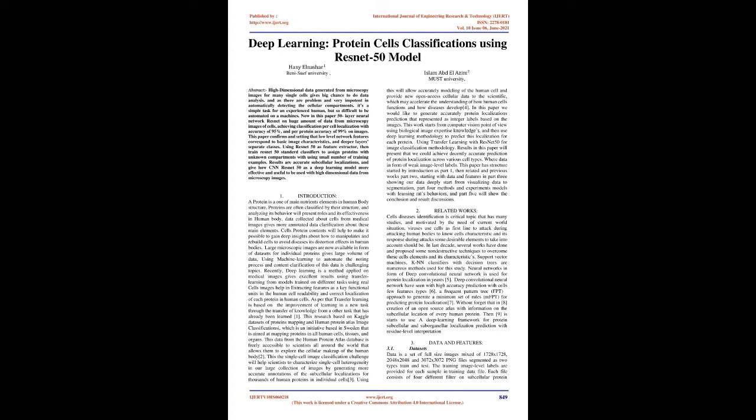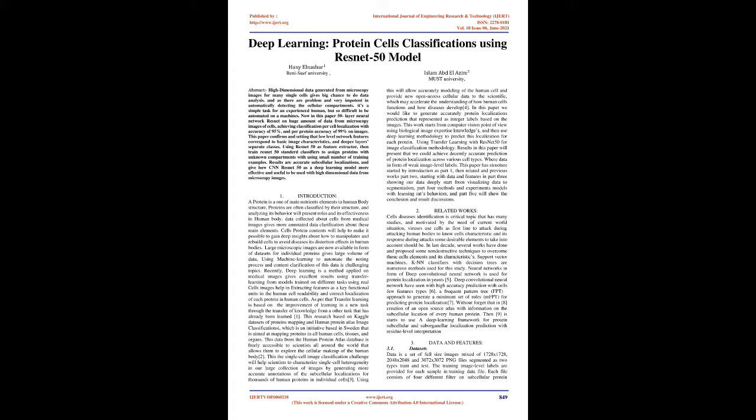As per that, transfer learning is based on the improvement of learning in a new task through the transfer of knowledge from another task that has already been learned. This research is based on Kaggle datasets of protein mapping and the Human Protein Atlas image classification challenge, which is an initiative based in Sweden that is aimed at mapping proteins in all human cells, tissues, and organs. This data from the Human Protein Atlas database is freely accessible to scientists all around the world, allowing them to explore the cellular makeup of the human body too.